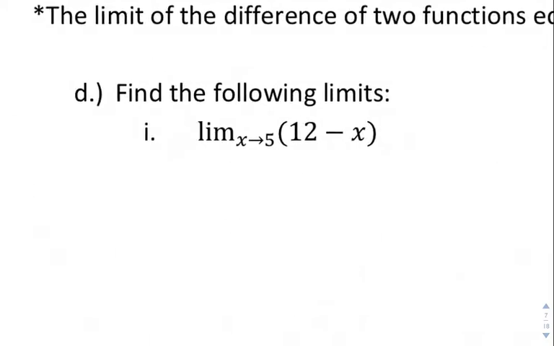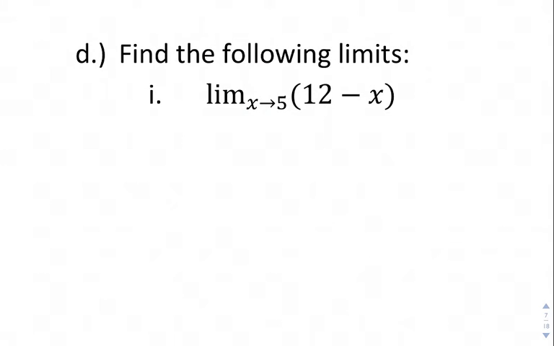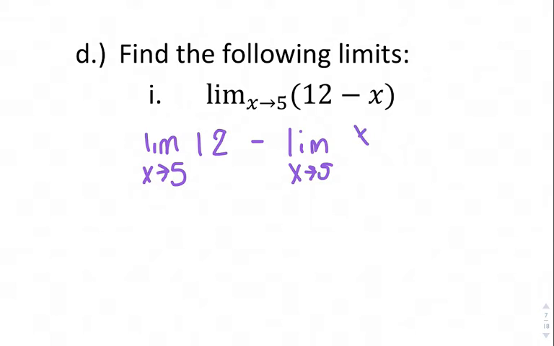Limit of a difference is kind of the same thing as the sum, except now we're going to subtract. So again, I'm going to break this up into two separate limits. So the first one's 12 minus now the limit as x approaches 5 of x. So limit of 12 would just be 12 because that's a constant term.